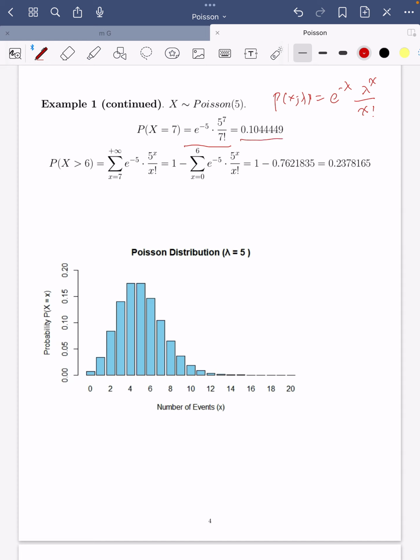And if we want to calculate the probability that X larger than 6, this will be the sum of the probability mass function running from x equal to 7 to infinity. There are infinitely many numbers in this summation. But this is also equal to 1 minus the chance that X equal to lowercase x, when this lowercase x runs from 0 to 6. So we can apply this formula 7 times, and when we finish the calculation, it is about equal to 24%.